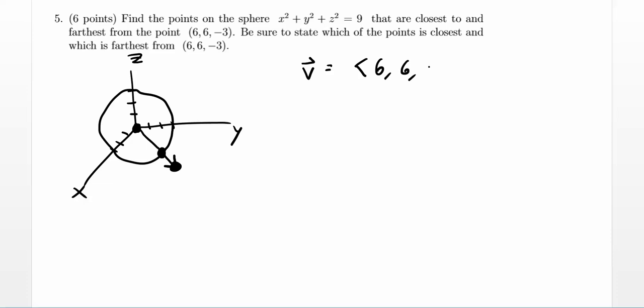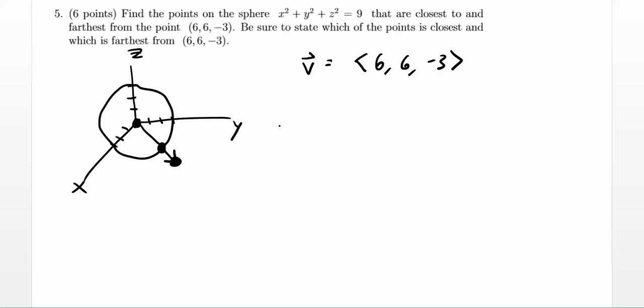6, 6, negative 3. Now this vector has some length. We don't know what the length is, at least not yet. We can find it if we need to. What about this part though? This part of the vector, we do know what that length is. That length is 3. Why is it 3? Because that's the radius of the sphere. This vector goes from the center to the edge, which is 3 units because it's a sphere of radius 3. So that portion has to be 3.